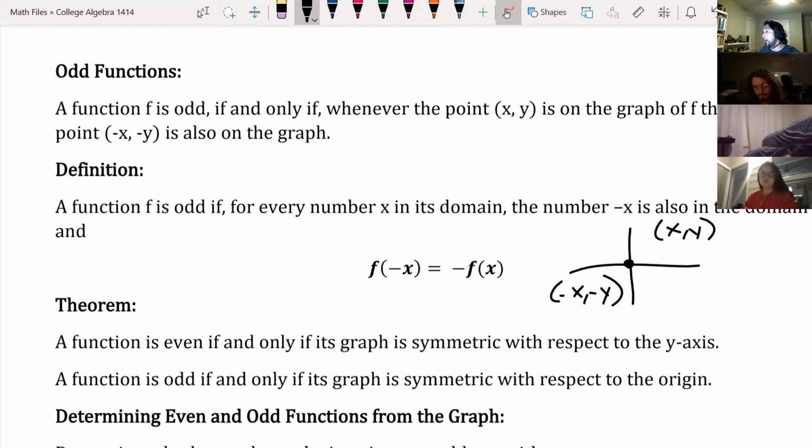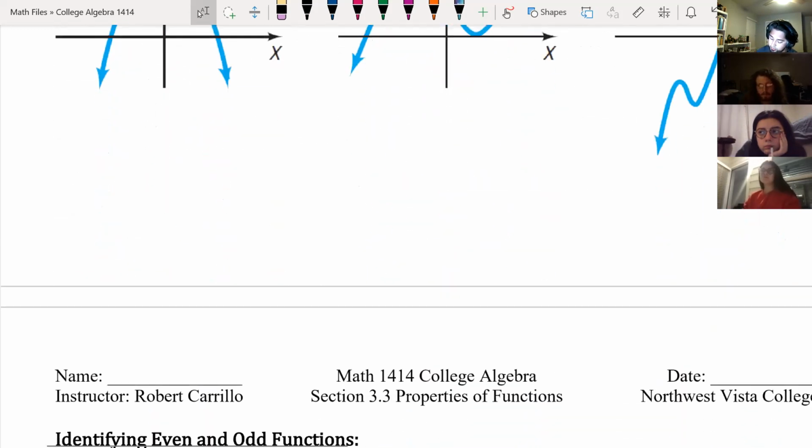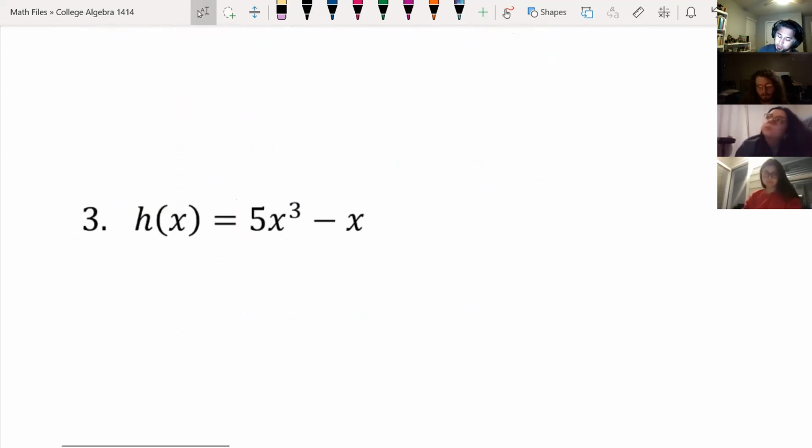Now, to be odd algebraically, if you plug in negative x for every x, you're going to get returned the original function, but all the signs will have to change. So to be odd algebraically, plug in negative x for every x, and all the signs must change. So again, let's go look at an example of that on the next page of what it means to be odd. This one, number 3.